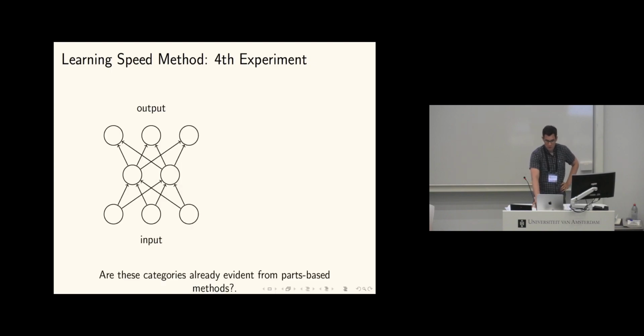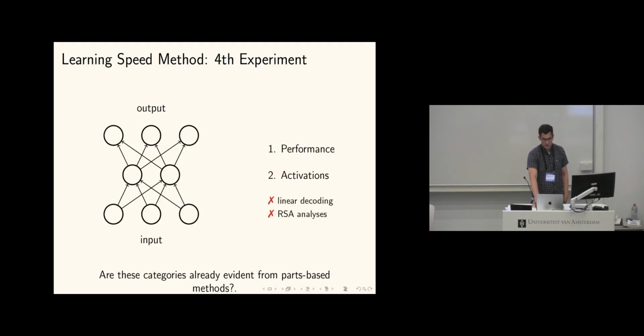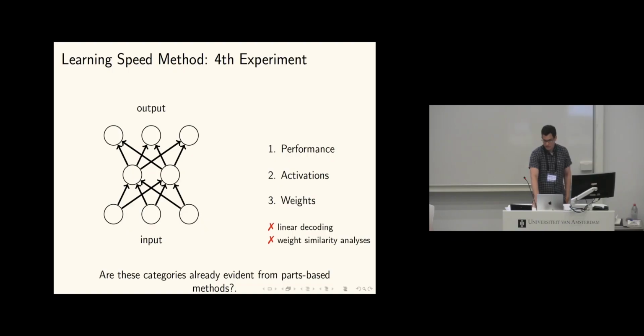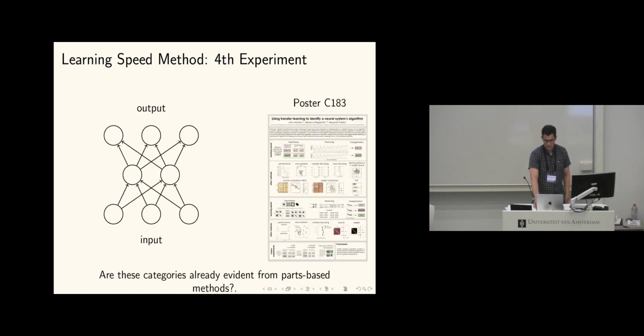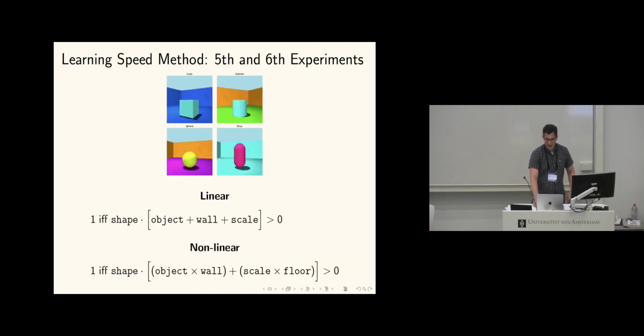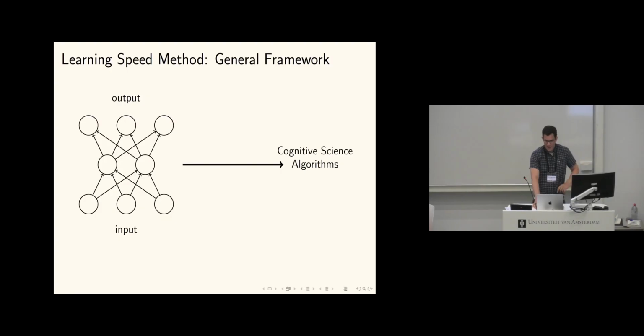Once again, you might wonder, are these categories already evident from parts-based methods? And the answer is no. We didn't find them by looking at performance, by looking at activations, or by looking at traditional analyses of weights. You might wonder, are these tasks just too simple? So we looked at 3-dimensional images, and we looked at both linear and nonlinear mappings on those and found the same results.